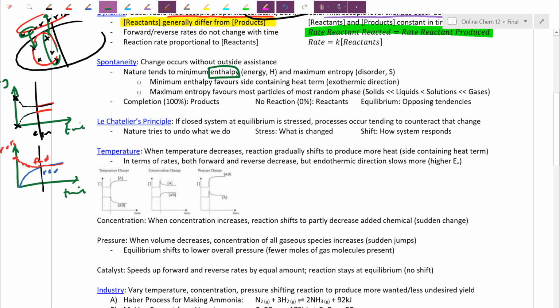If nature had its way, nature always tends towards minimum enthalpy. I want to lower the enthalpy. The lower energy actually makes things more stable. There's less that can go wrong. Turns out for minimum enthalpy, it always favors the side that has the exothermic direction, the side that has the heat term. Let's try an exothermic reaction. An exothermic reaction, A becomes B and heat. We have starting high, ending low. If I were on the reactant side, I want to go towards the exothermic side because that side has lower energy. That side is more stable. I point towards the heat term.